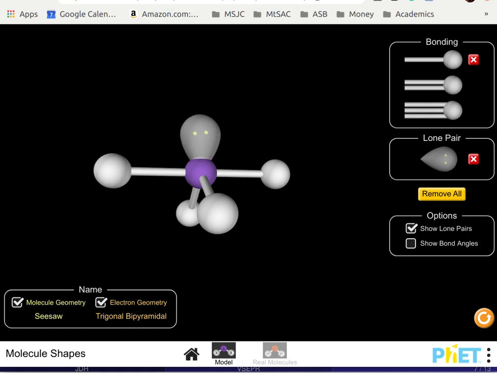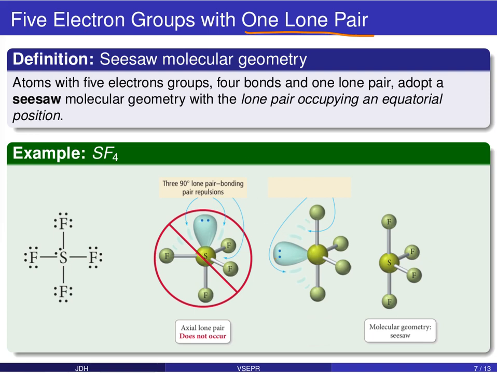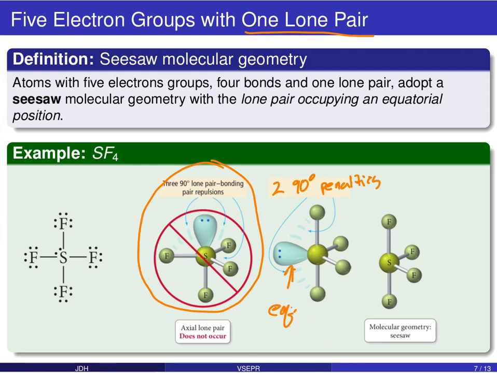Okay? If we go back and look at our slides here and consider what would happen if we put that lone pair in an axial position, we'd end up with 3 90-degree lone pair-bonding pair repulsions, so 3 penalties. So here, by placing that lone pair in that equatorial position, we only have 2 90-degree penalties, and so we end up with our little seesaw geometry.